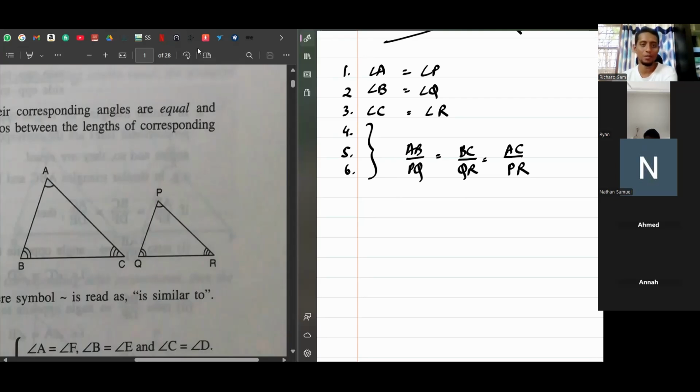Okay, now let's give an example. Let's put some numbers over here. Say this is 6, 8, 4.